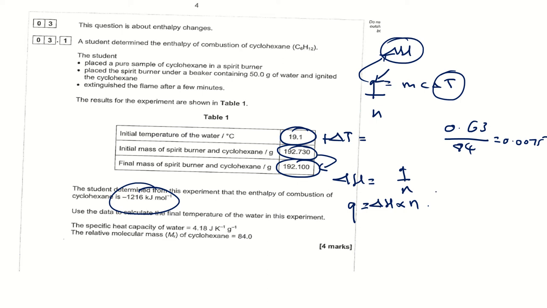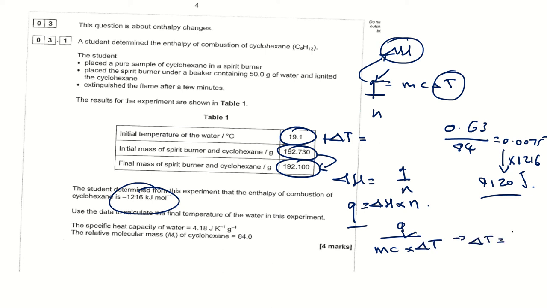Now we've got to go and try and get our Q value. The Q value, as we said, is equal to delta H multiplied by the number of moles. So we take the moles and multiply by the delta H, which is 1216, and that gives us 9,120 joules. That is our Q value, that's the number of joules. Now we're looking to get delta T. If we know that Q equals MC multiplied by delta T, we can rearrange that to say delta T equals Q over M times C.